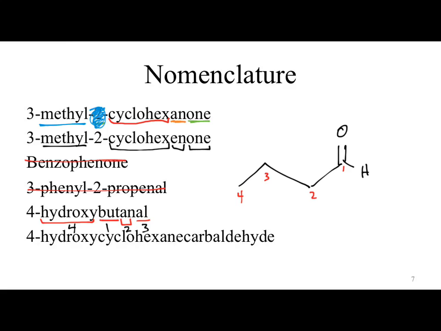So our aldehyde is our position 1. We've got 1, 2, 3, 4. We can now add our alcohol at position 4, and we've got our 4-hydroxy-butanol.